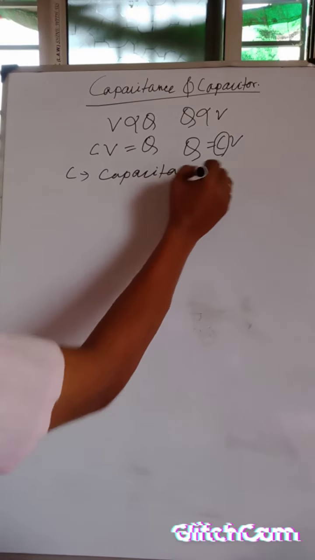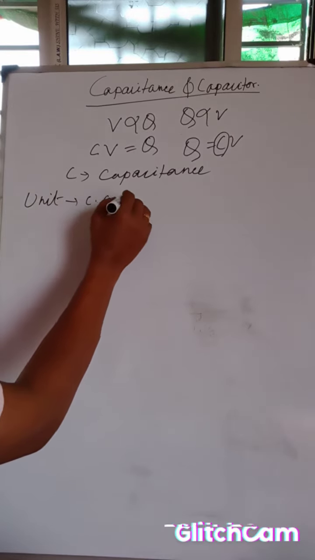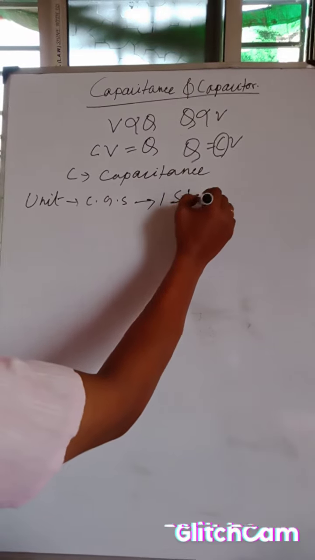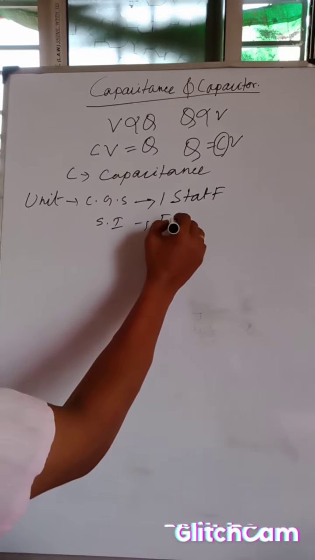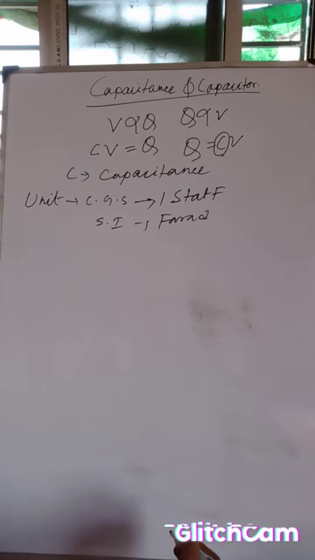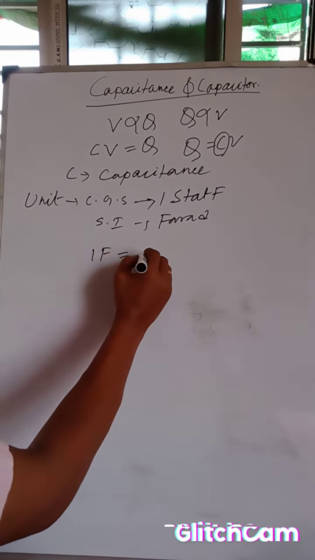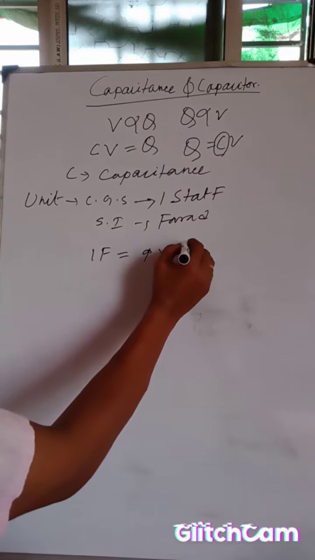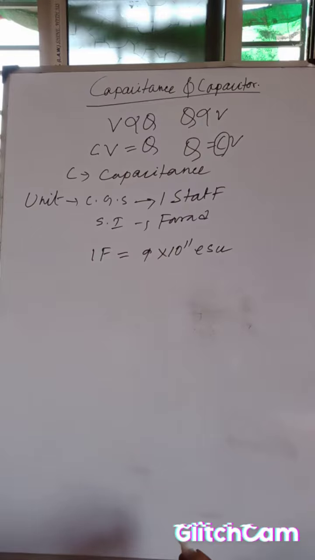The unit of capacitance in CGS is called stat farad, and in SI it is called farad. The relation between stat farad and farad is 1 farad equals 9 into 10 to the power 11 ESU, that is stat farad.